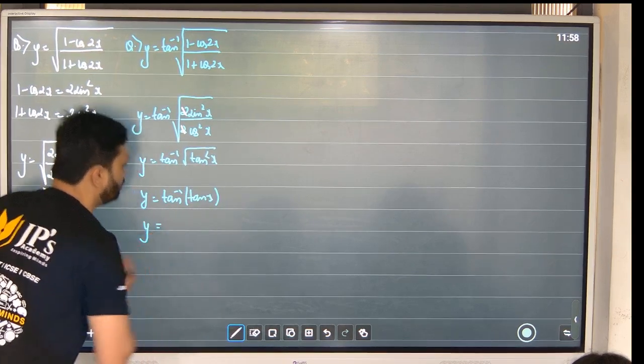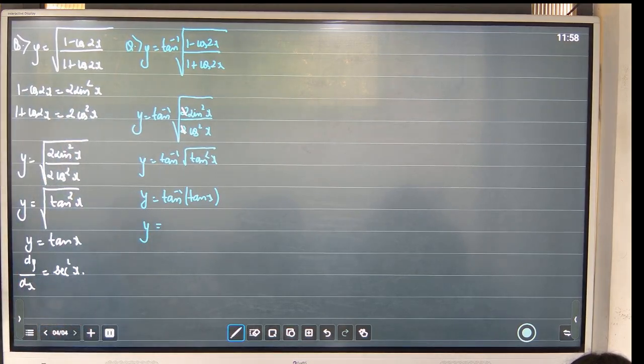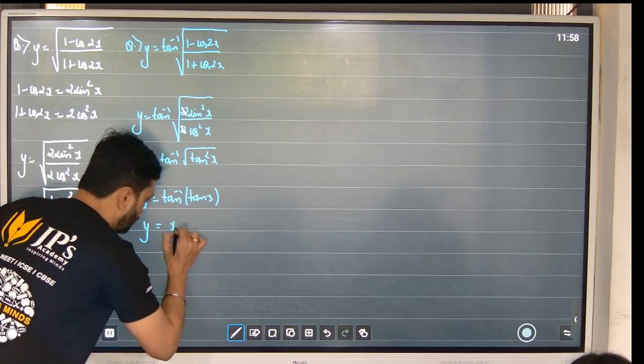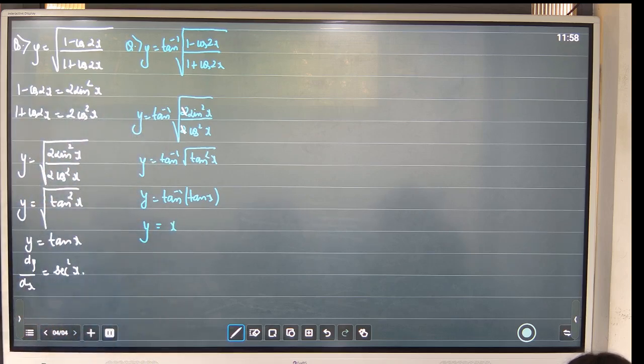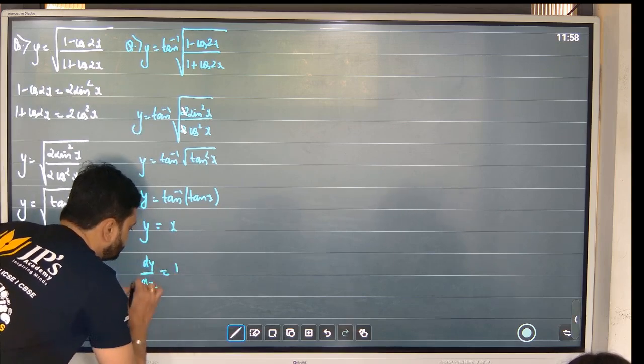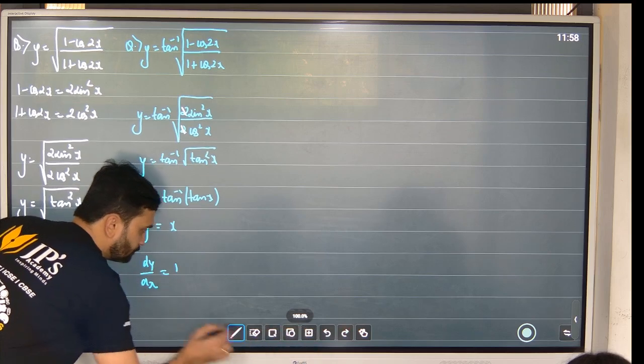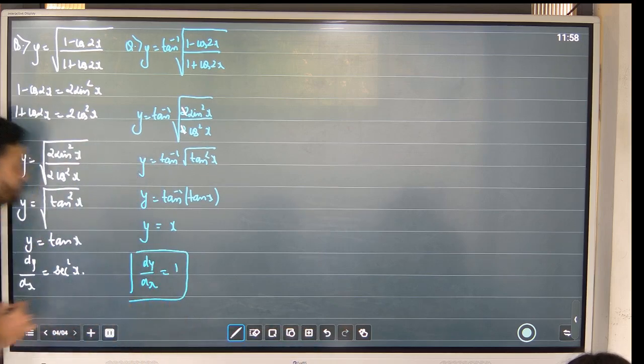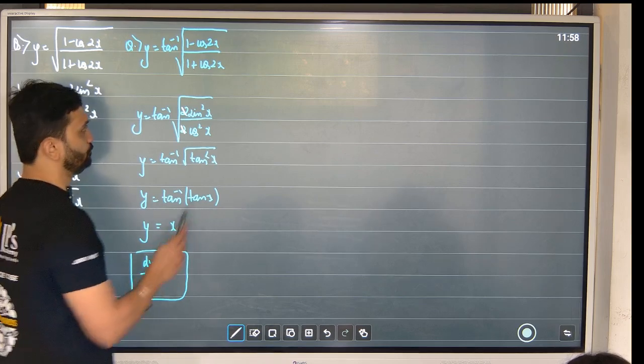What is tan inverse of tan x? x. Tan inverse of tan x is x. And if tan inverse of tan x is x, what is dy by dx? It is equal to 1. Okay. Inverse trigonometric function, we know that tan inverse of tan x is x, cos inverse of cos x is x, tan inverse of tan x is x.